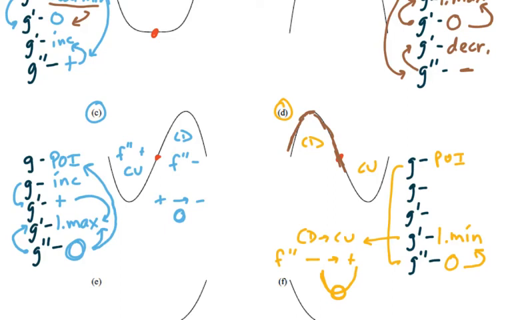Okay, so we know that the second derivative is 0. You know that the first derivative has a local min. You know that the graph has a POI. And the other thing it's doing is the graph is decreasing. And because it's decreasing, the first derivative is, you got it.